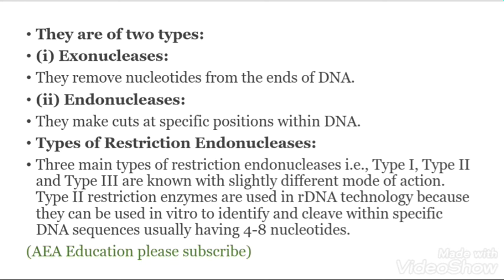Types of restriction endonucleases: there are so many types, but mainly three, type 1, type 2 and type 3. Among these three types, type 2 restriction enzymes are used in rDNA technology because they can be used in vitro to identify and cleave within a specific DNA sequence, usually having 4 to 8 nucleotides. So type 2 restriction enzymes are widely used in rDNA technology.